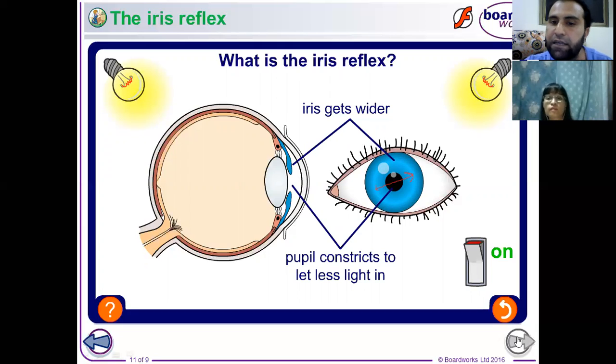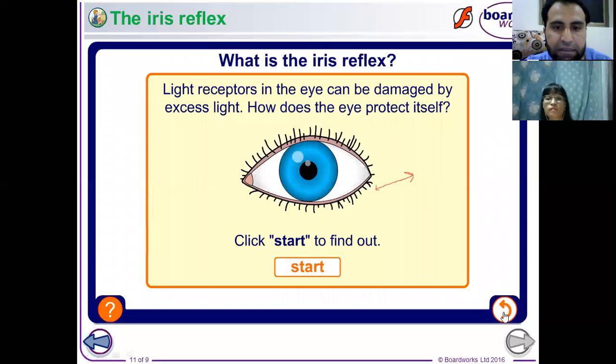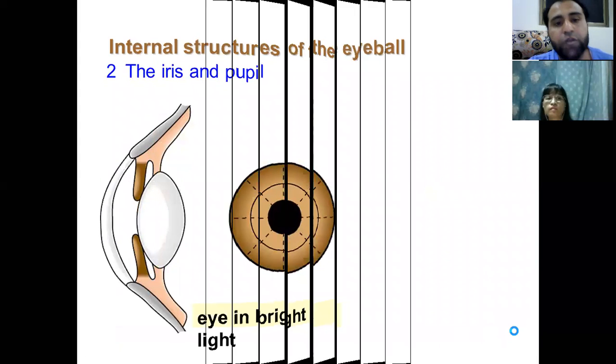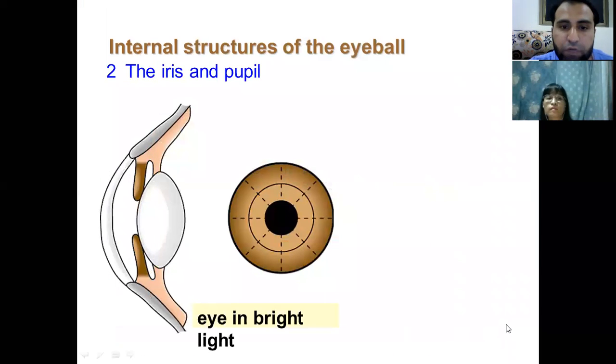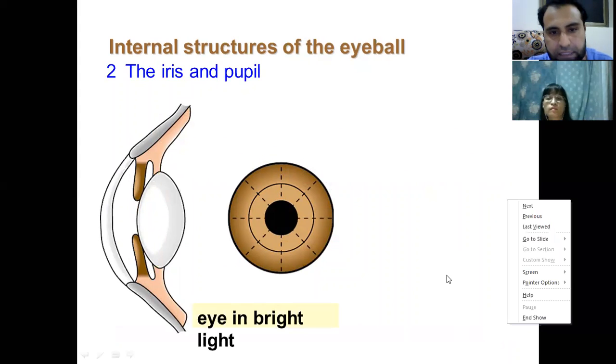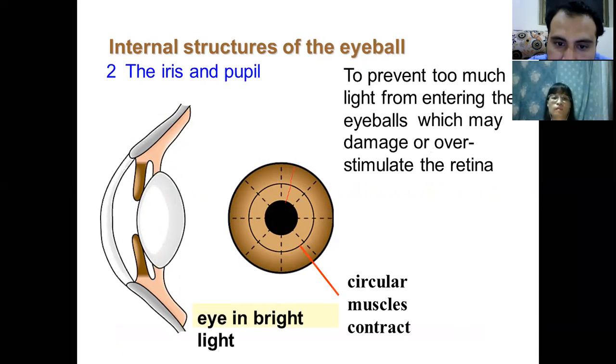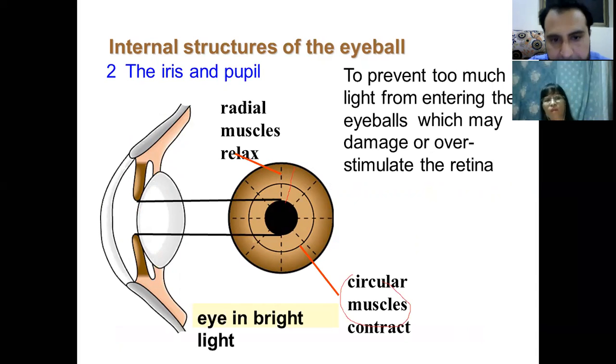Now, what are the muscles that play an important role in the iris to make the pupil small and wide? They are the circular muscle and the radial muscle. In this image, this brown color is the iris. In the iris, the one in the form of a circle is the circular muscle, while this is the radial muscle.